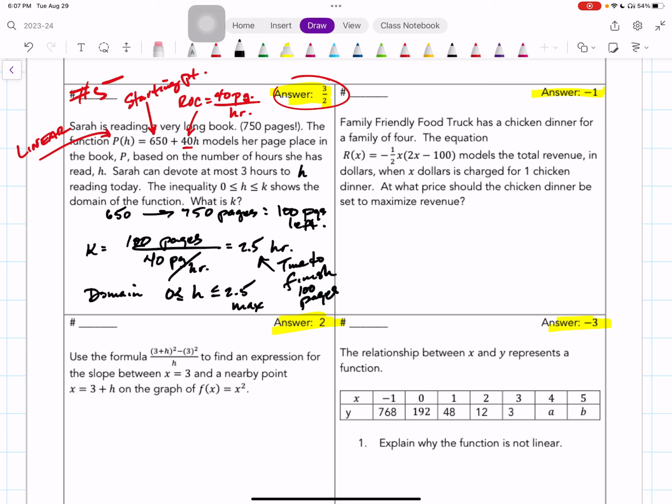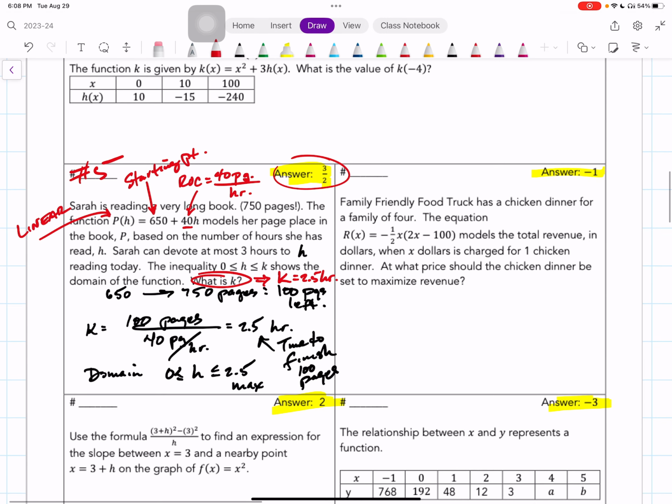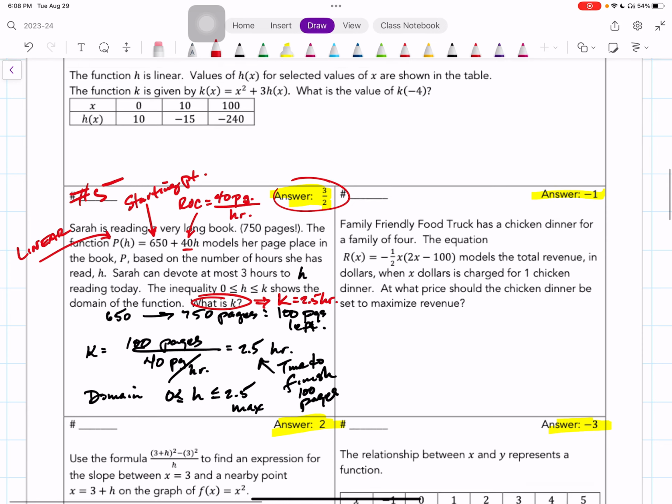So let me just note that here. K is 2.5 hours. So what we need to do now is find that answer in the problem set. So where is it? We're on problem 5, so let's find problem 6. We've got to find 2.5.